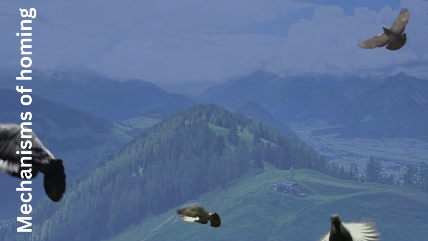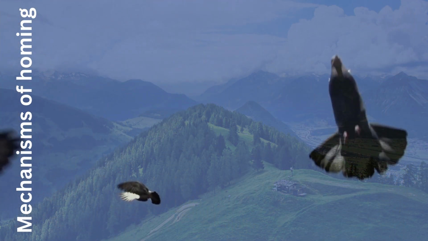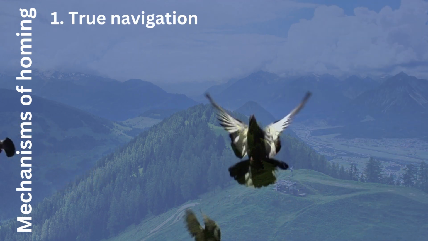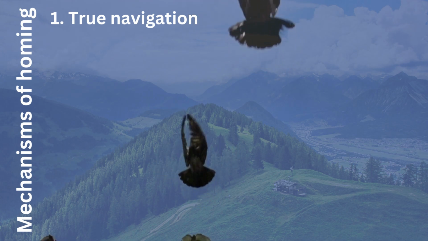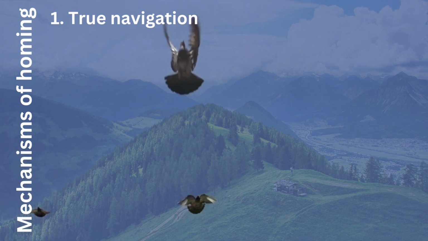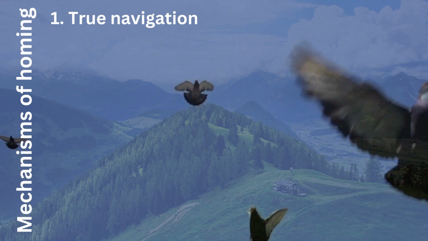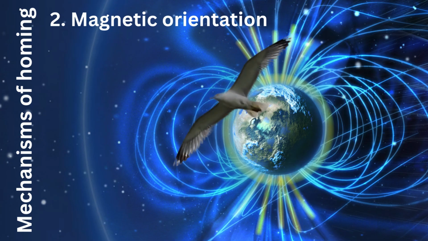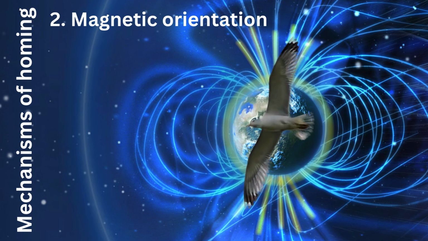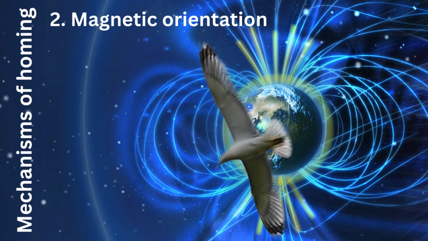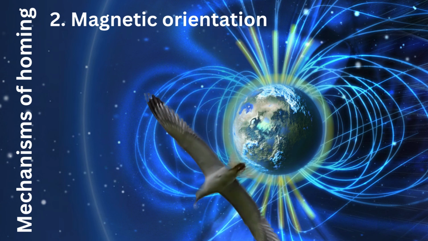Let us explore the mechanisms of homing. Animals use a variety of mechanisms to achieve homing. 1. True navigation. In familiar territories, animals use landmarks like roads, rivers, or mountains for orientation. 2. Magnetic orientation. Many animals rely on the Earth's magnetic field for navigation, often in combination with other methods.